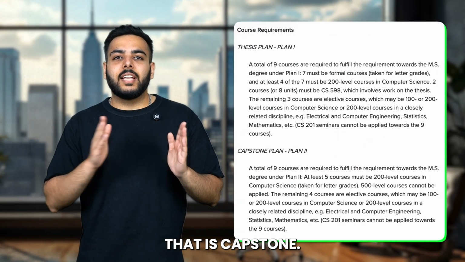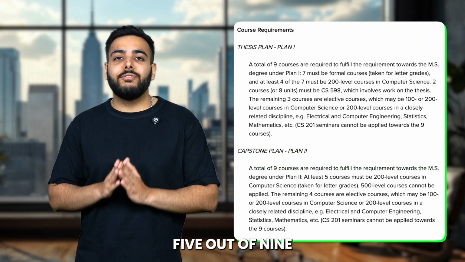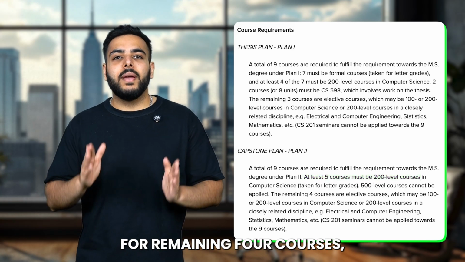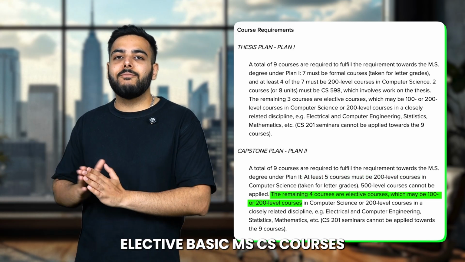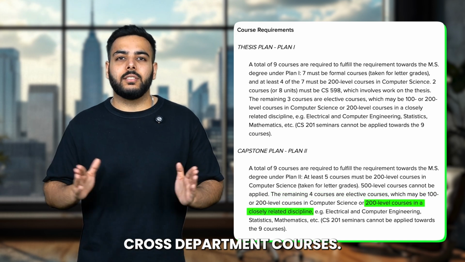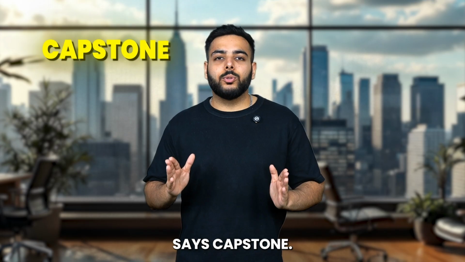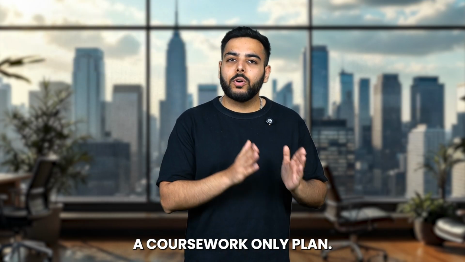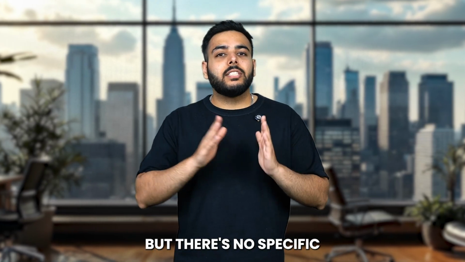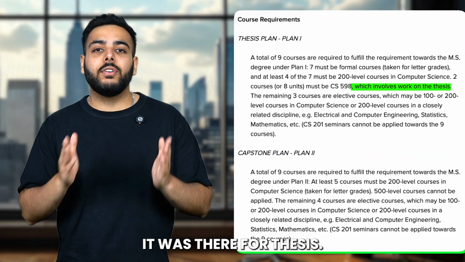Now for Plan 2, that is capstone, again the first line is pretty straightforward. The second line highlights that 5 out of 9 courses must be advanced CS courses. For the remaining 4 courses, they can be either elective basic MSCS courses or advanced cross-department courses, just like in Plan 1. Now note that although this plan says capstone, this seems to be actually a coursework only plan. Individual courses will have a project component, but there's no specific project only course that needs to be taken like it was there for thesis.